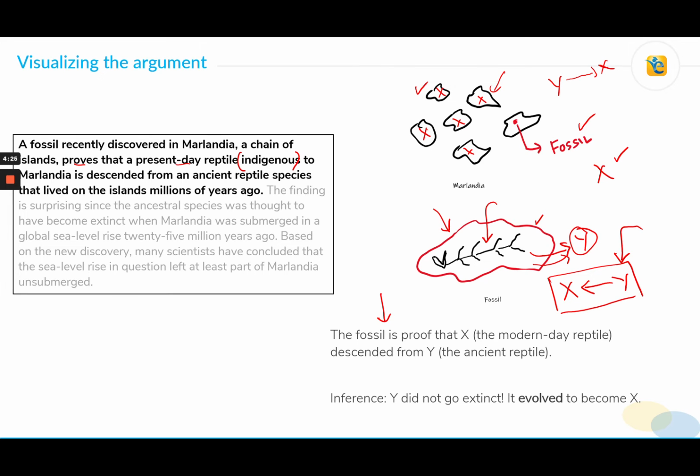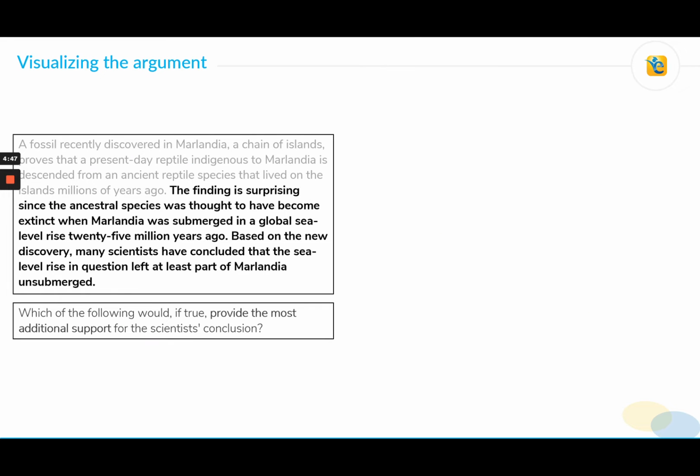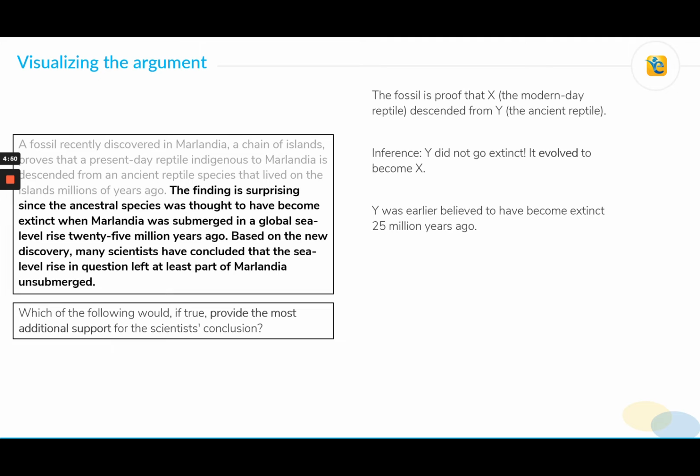The line could not have been broken. This particular species could not have been completely wiped out. Alright? It doesn't exist as Y today. That's because it has evolved over a period of time to become X. But the species did not get wiped out. That's an important inference that you draw from the understanding of what it means when you say X descended from Y. So far so good. Now let's move on. We are given that the discovery of this particular fossil, which proves that X descended from Y, is surprising.